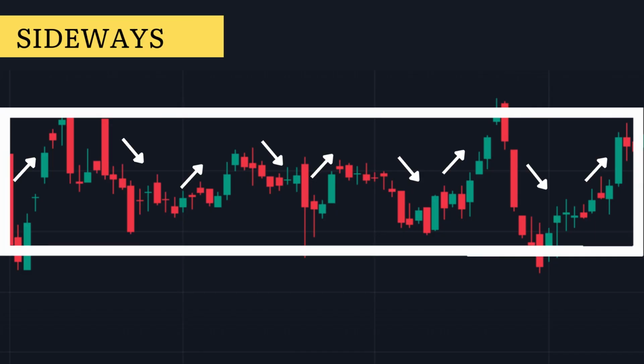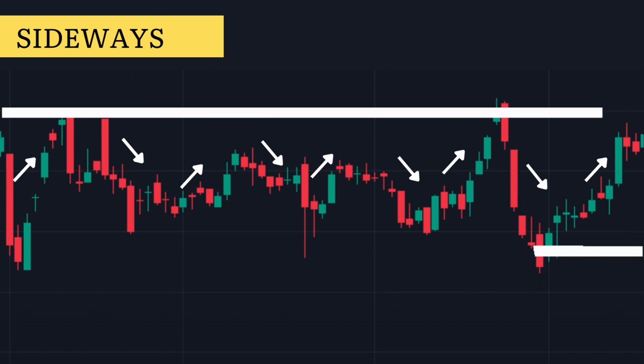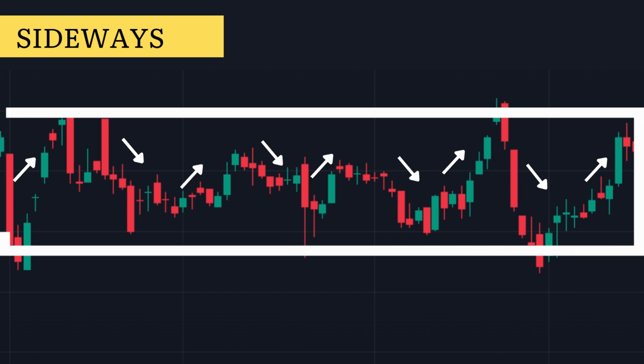Here you can see that the stock price is in a sideways trend. If you are new to trading, then it's better not to trade in a sideways market. It's better to wait for the break, either upside or downside. But many traders trade in the sideways market as well.